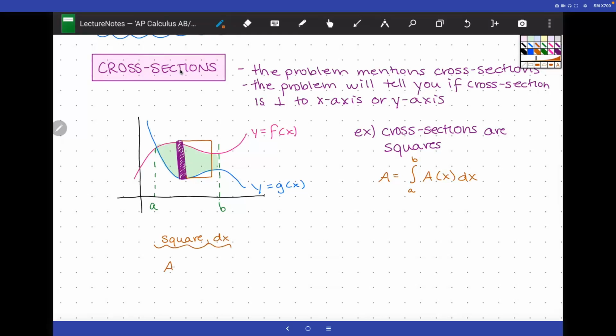Yes. Area is equal to s squared. So what in this picture will be s? The height thing? Yes, the height thing. I love these technical terms. This is good. So what is the height thing? Yeah, it's top minus bottom, which will be f of x minus g of x. Well done.